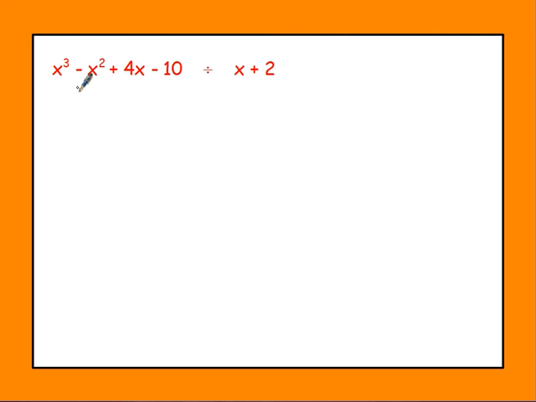This time I have x cubed minus x squared plus 4x minus 10 divided by x plus 2. So I'm going to set up my synthetic division. What goes in the box? The opposite of a. A right now is a positive 2, so I'm going to write a negative 2. Now I'm going to list my coefficients. My first coefficient is a positive 1. My second coefficient is a negative 1. My third coefficient is a 4. And then I have a constant of negative 10. Okay, so there's my setup.